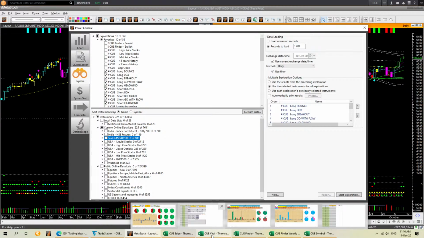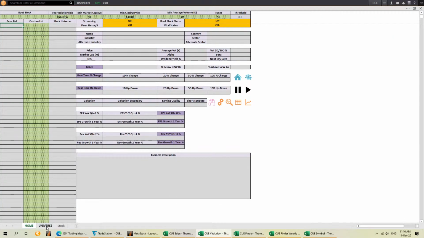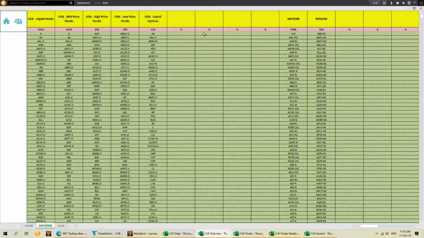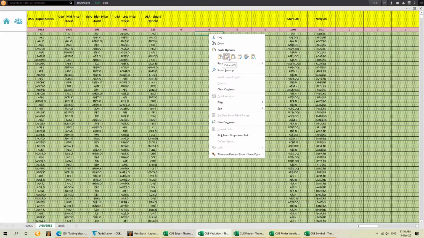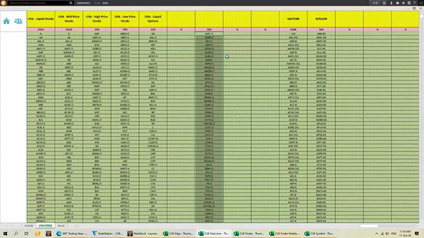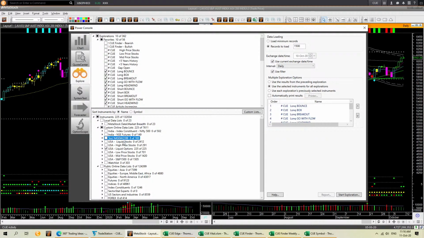And if you wanted to create a symbol universe in Vital, you go to Vital, use one of the unused columns, right click, paste values, and give a name at the top, 100. Now you can do your usual processing as you do either using Q Vital or using Metastock, Q Global.